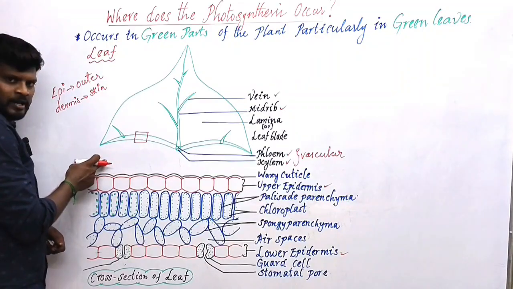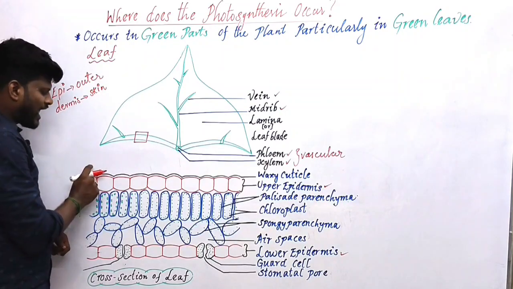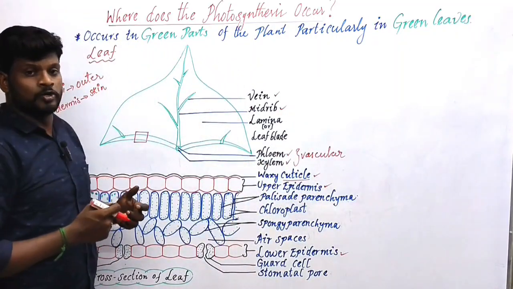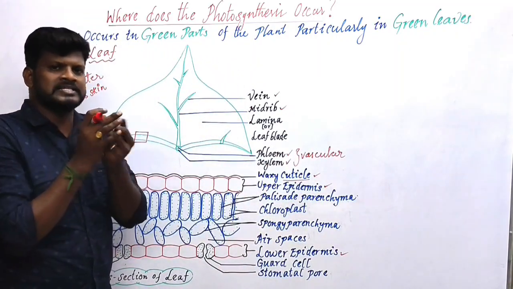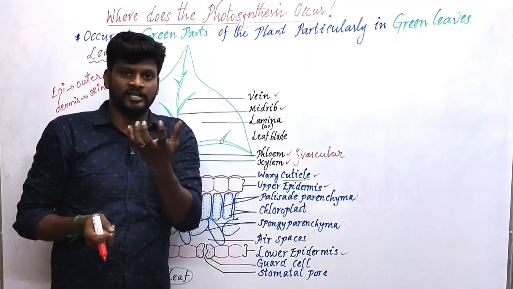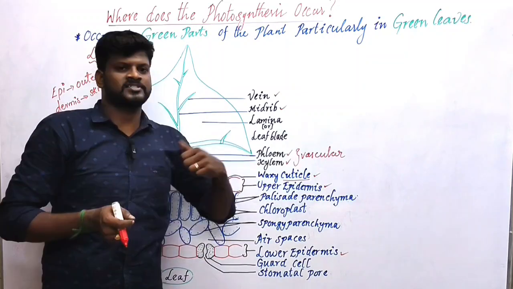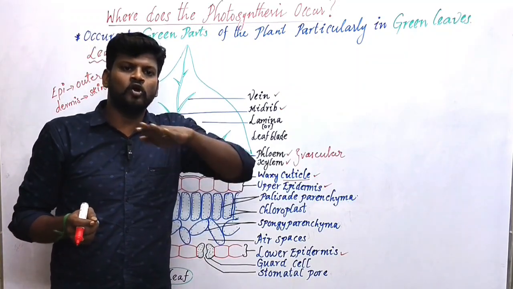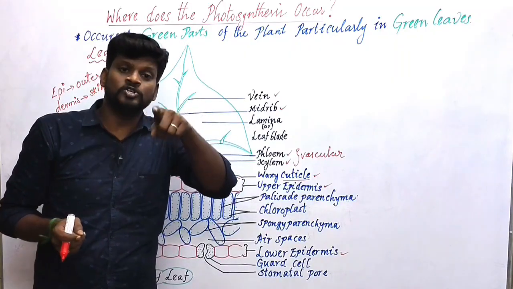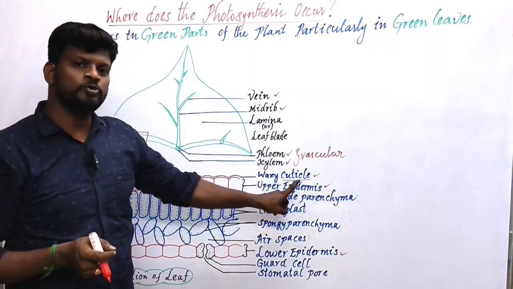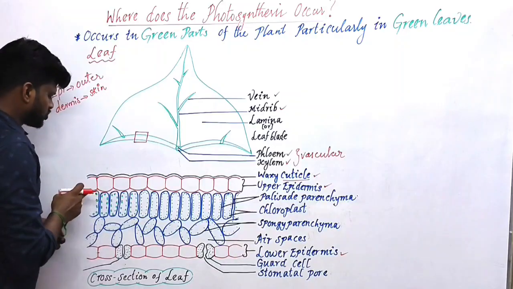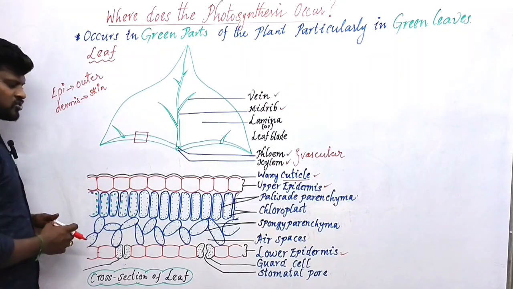See, above the upper epidermis, there is a thin waxy coating called cuticle. Cuticle is a waxy coating, right? Because it's made up of waxy substances. If you observe any leaf, the upper surface will look a little shiny, right? So that is due to the waxy coating. And even the water will not touch or be absorbed by the upper surface of the leaf. That is also due to the presence of the cuticle layer on the upper surface of the leaf. Understood?